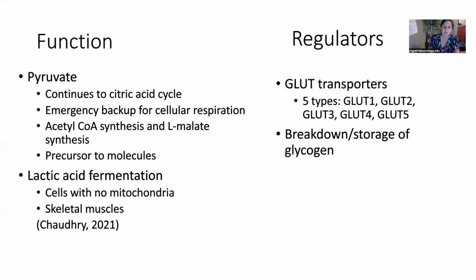And then the breakdown and storage of glycogen is another regulator. When glucose levels are too high in the cell plasma, the cell can store the glucose as glycogen that can be used in times of low glucose. When there is low glucose, there are 2 enzymes that control the breakdown of glycogen: glycogen phosphorylase and glycogen synthase. The enzymes are regulated through feedback loops.